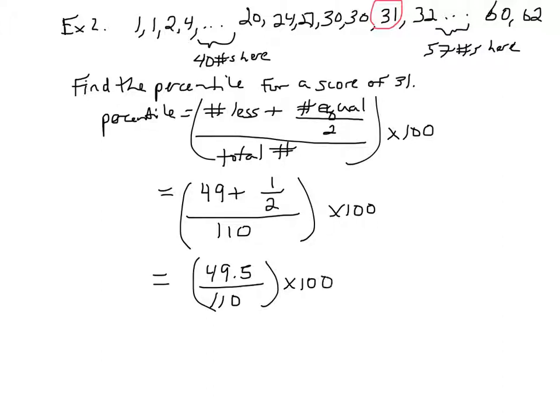Someone with a calculator. Actually, I have one right here. So, we shall do 49.5 divided by 110. That equals 0.45 times 100. That equals 45. So therefore, the number 31 is in the 45th percentile.